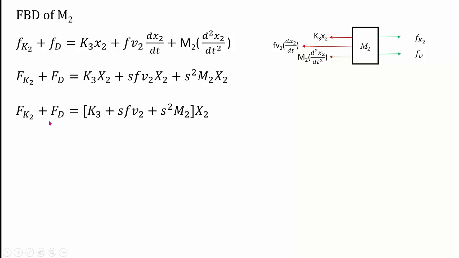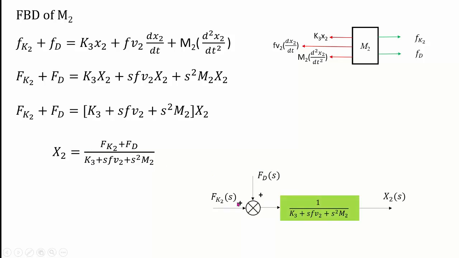Simplifying it further, taking x2 as common, you get x2 as Fk2 plus Fd divided by this term, and from this you obtain the block representation having a comparator fed with two signals, Fk2 and Fd. You don't have a negative sign here, so that is why we take positive signs. Since both of them are positive, this comparator has its inputs with a positive sign. These two forces will be summed in the comparator and fed to a gain of 1 upon this term, to give you the output x2, which is the final output.